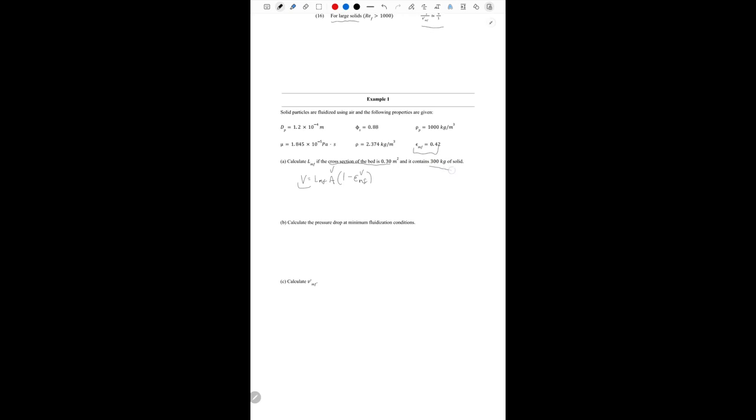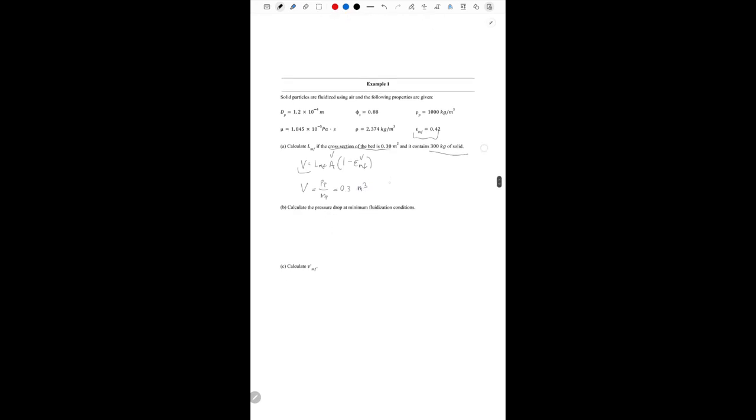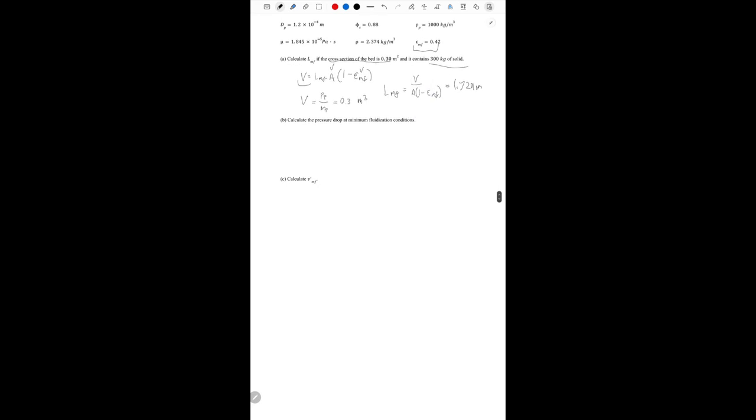They also give us the particle mass. So we know that the volume is equal to the particle mass over the particle density, which in this case is 0.3 meters cubed. We can plug that all in to get L_mf equal to volume over area times 1 minus the minimum porosity, and that will get you 1.724 meters. Alright, now to part B, calculate the pressure drop.